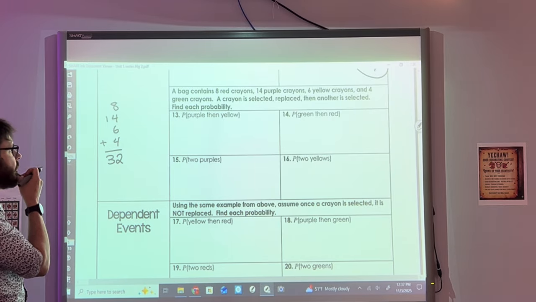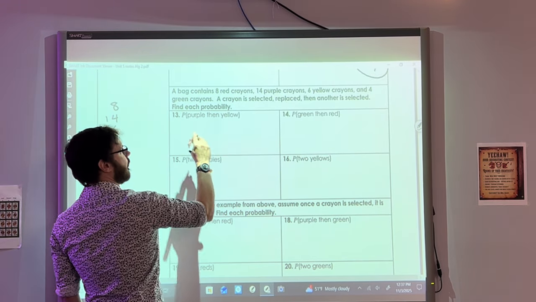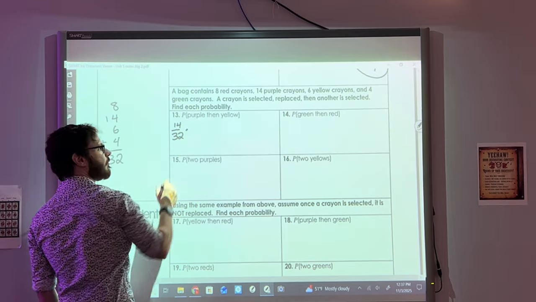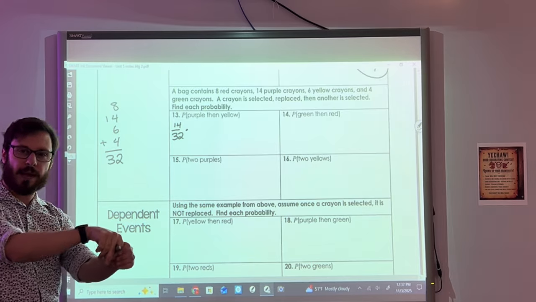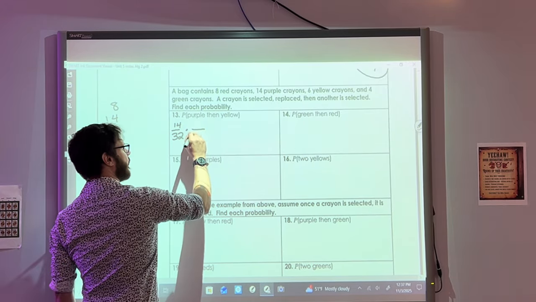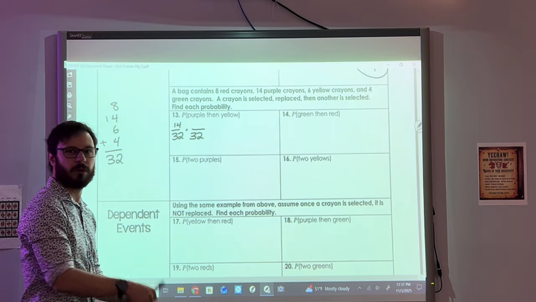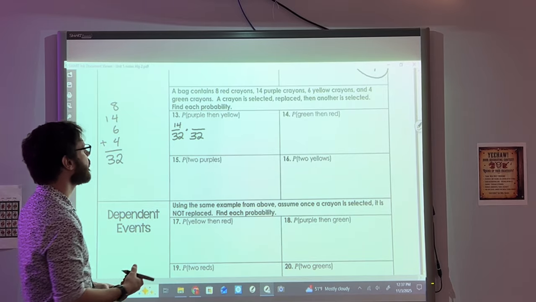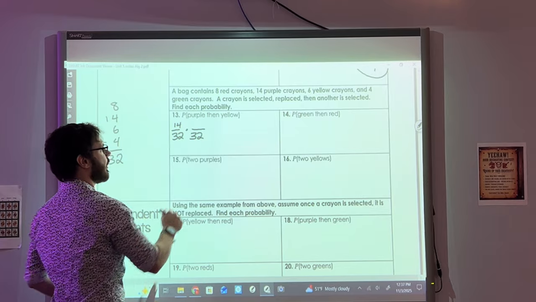Let's see, a crayon is selected. What is the probability of a purple crayon being pulled? Well, that's 14 out of 32. And then if I put that crayon back in the bag, I still have 32 crayons to pick from for my second pull. The chance that the next one is yellow? Well, how many yellows are there? 6.